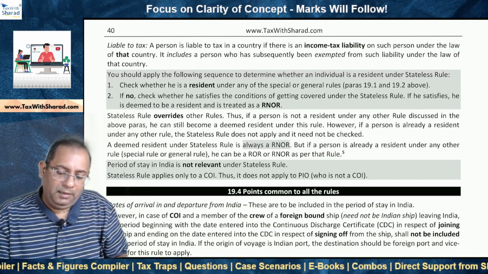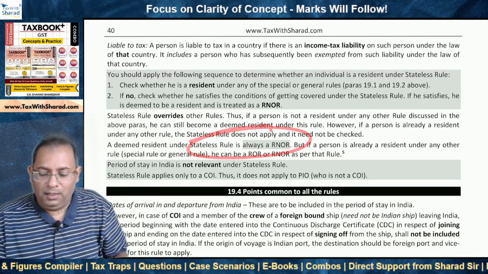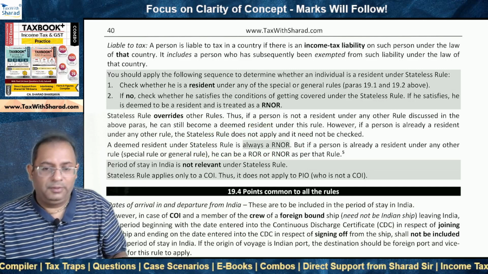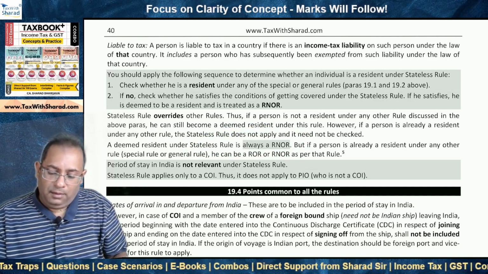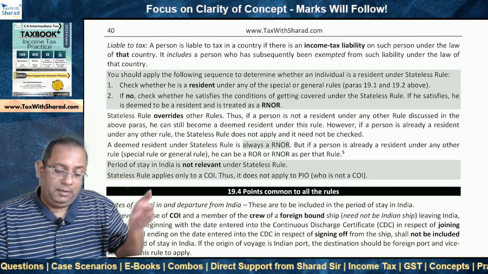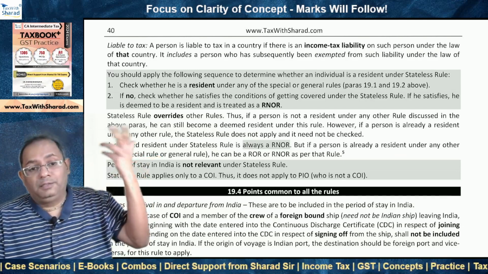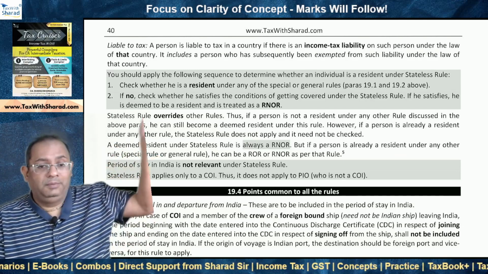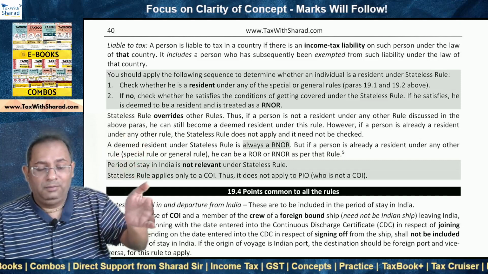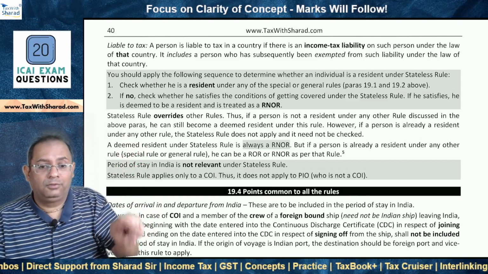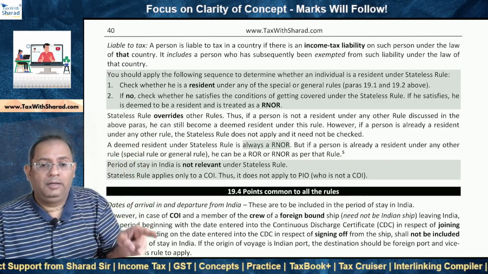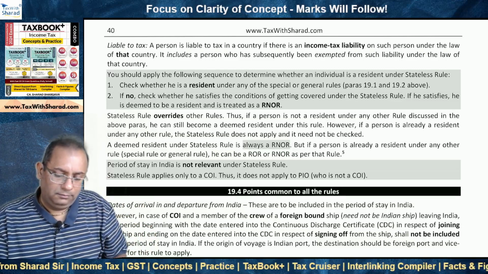A deemed resident under the stateless rule is always a RNOR, okay? But if the person is already a resident under the other rule, say under the special rule or the general rule, then the person can become a ROR or RNOR. But if the person has become a resident under the stateless rule, he cannot become ROR. He will always become a RNOR.